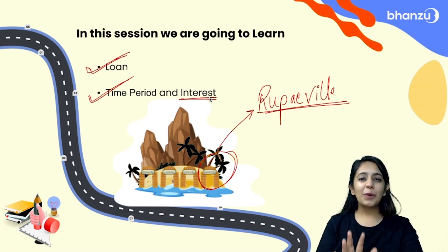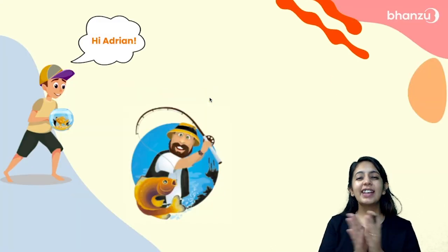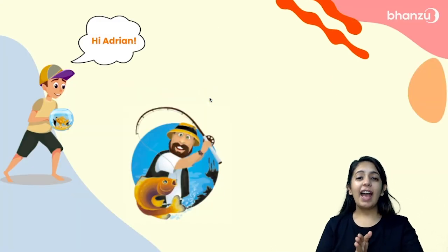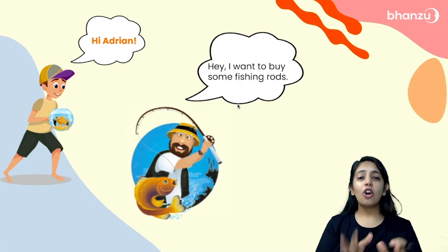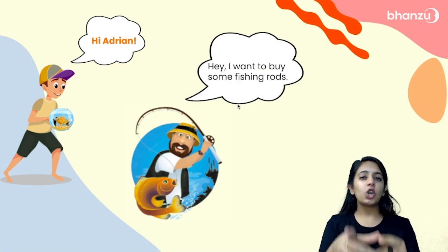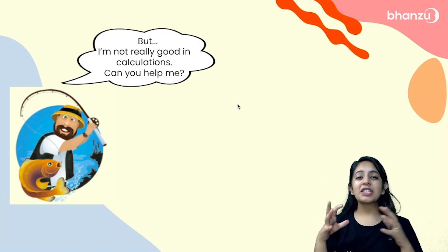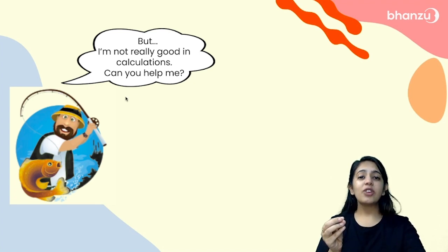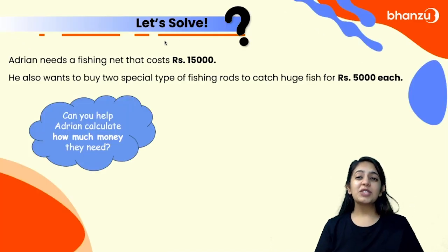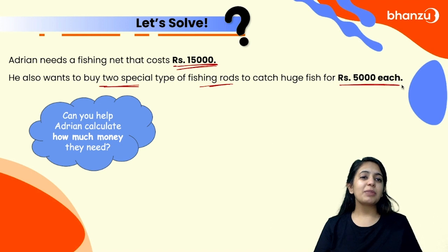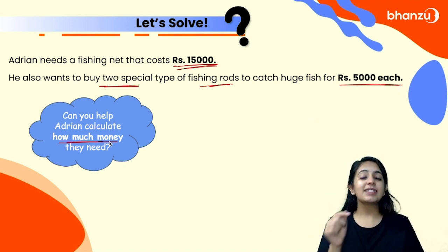So, let's go back to Jake and meet Adrian. Adrian is a fisherman, and Adrian wants to buy fishing rods and fishing nets. For that, he needs your help in calculations because you're great at calculations. You have already learned where to use the arithmetic operations. Adrian wants to buy a fishing net that costs rupees 15,000, and also two special types of fishing rods whose cost is rupees 5,000 each. You have to help him calculate how much money he needs in total.